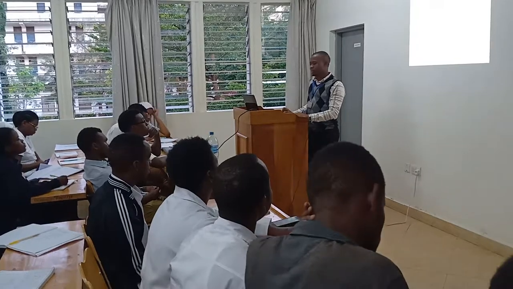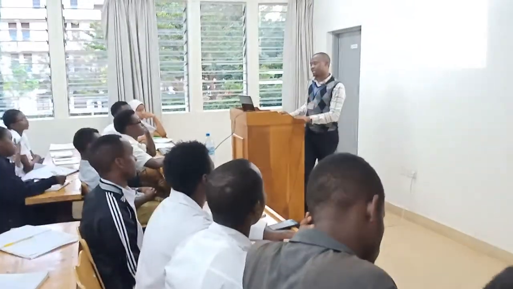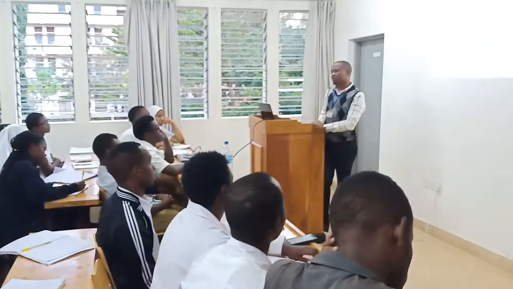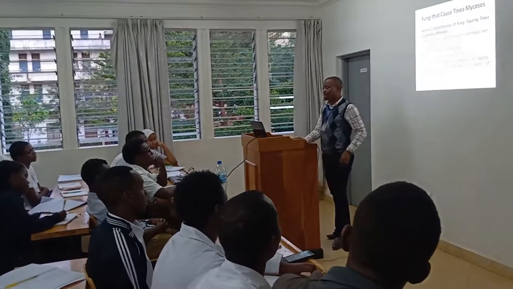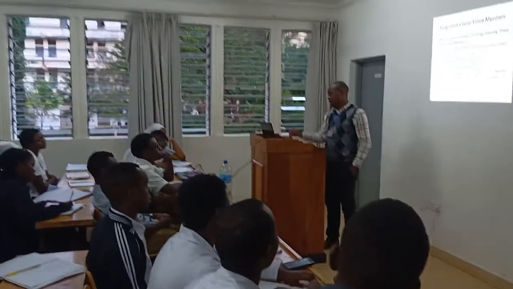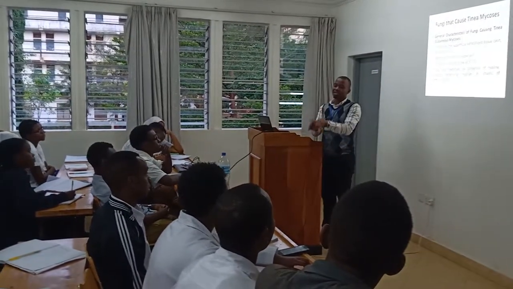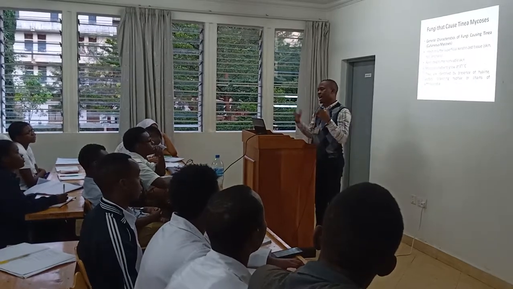Are we together? So again, most are unable to grow at what? 37 Celsius. Therefore, they cannot grow that much at body temperature unless there are things that compromise that state. They are identified by the presence of hyaline, septate, branching hyphae, chains. These can be identified mostly when you take a scraping of your skin. Maybe I take the scraping of your skin, I go and look into my microscope, I can identify them.